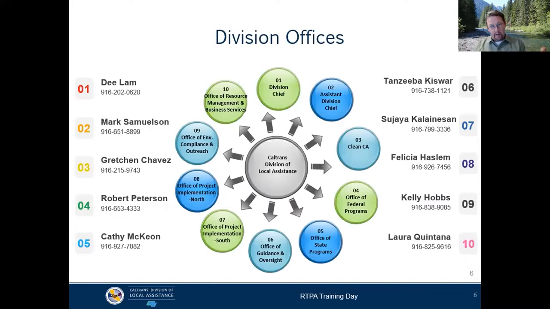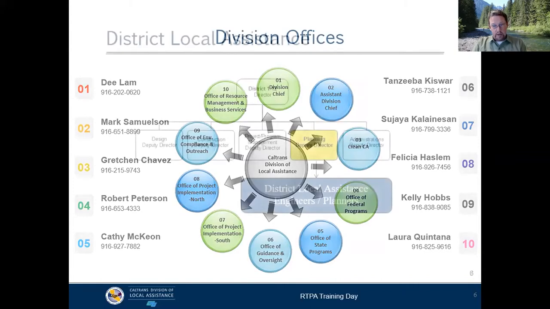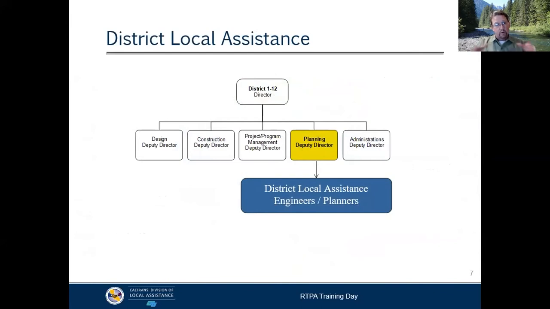Again, you have access to all of the presentations for today, and you can pick up the phone and give us a call at a moment's notice if you have an important issue that you would like to elevate to us, working in concert with your districts, okay? Because we have 12 districts across the entire state.